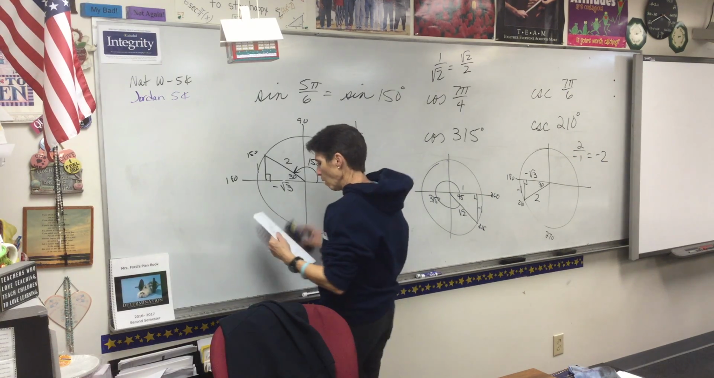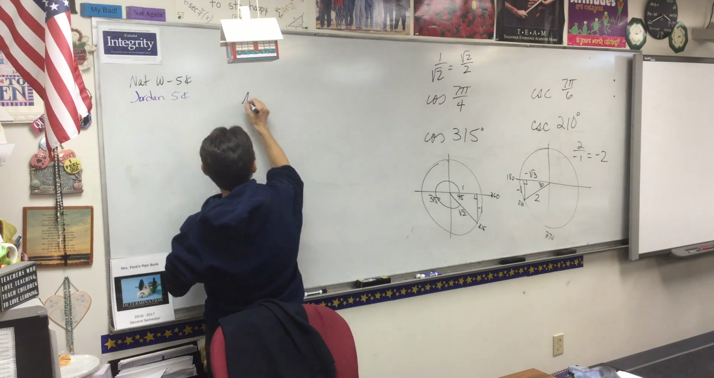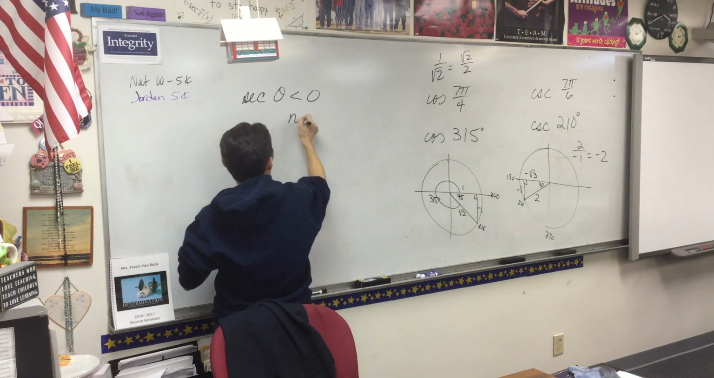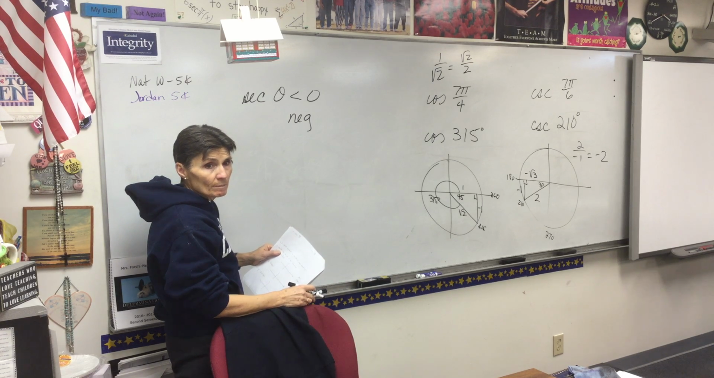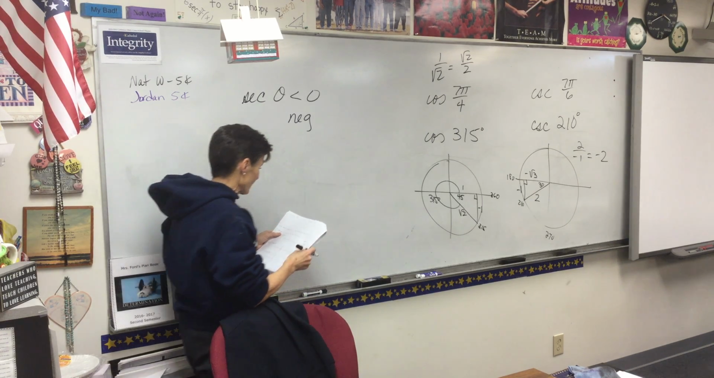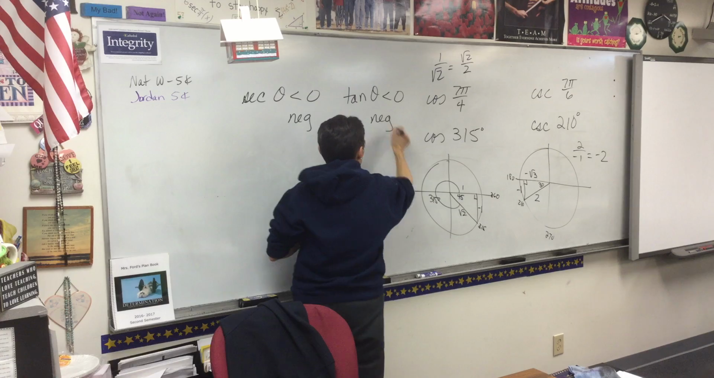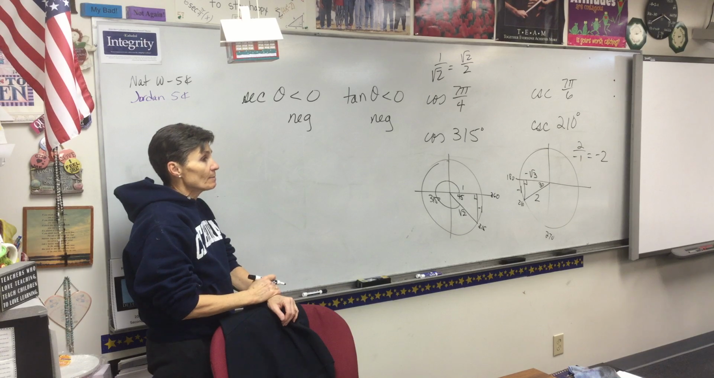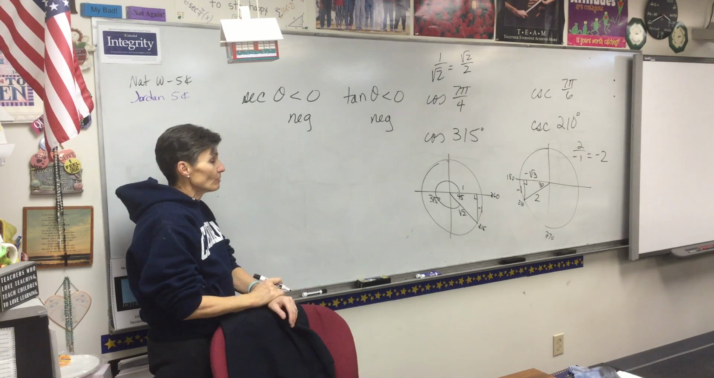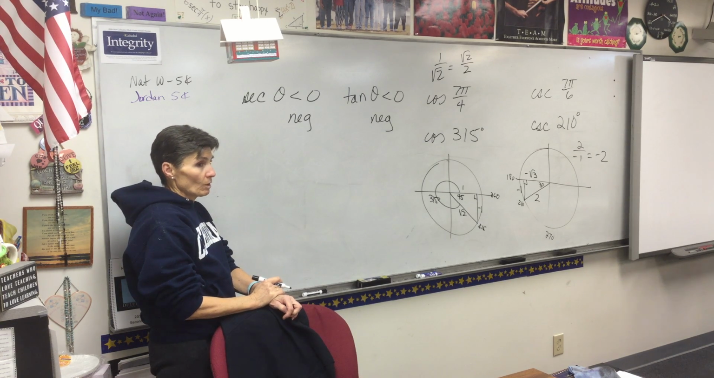All right, in which quadrant will the secant be negative? Less than 0 means negative, and the tangent be negative. So we need the secant and the tangent to be negative. And I've already heard the right answer from someone. It is not quadrant 3. It's 4. But here's the process that we're thinking about.